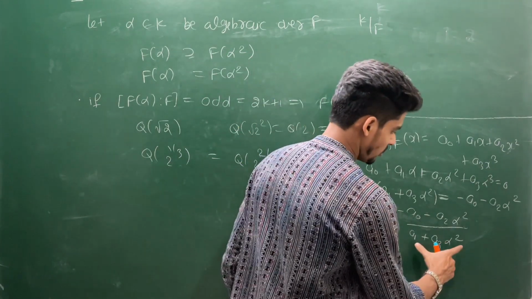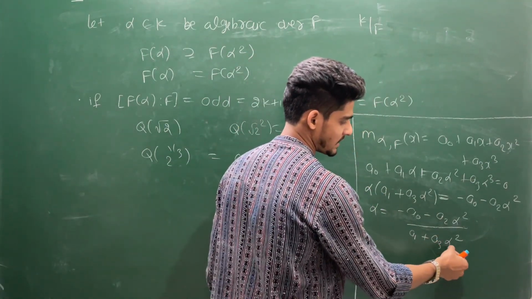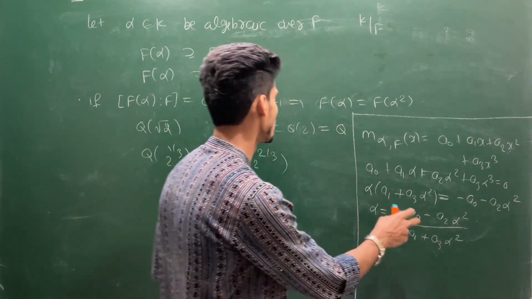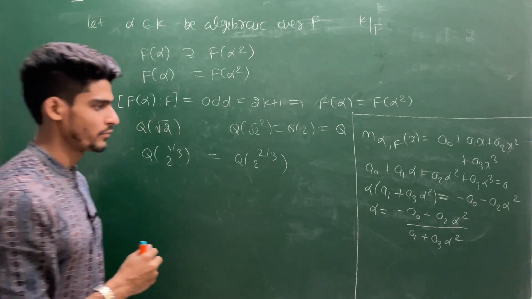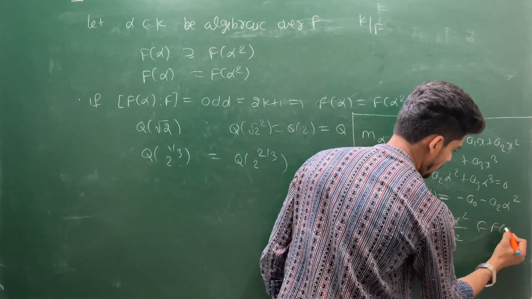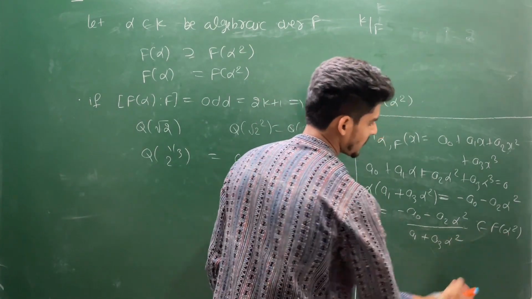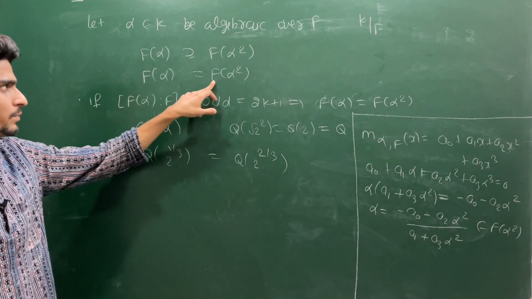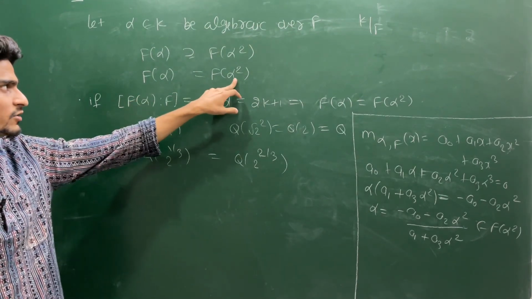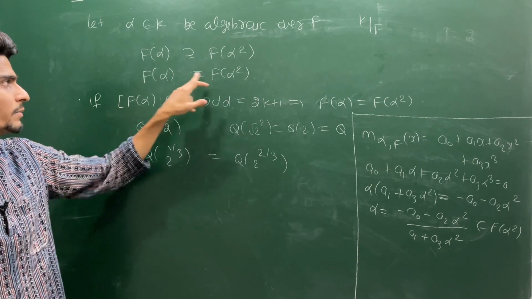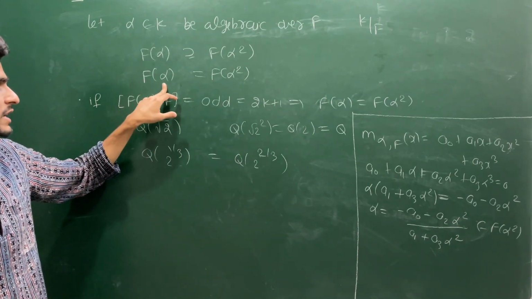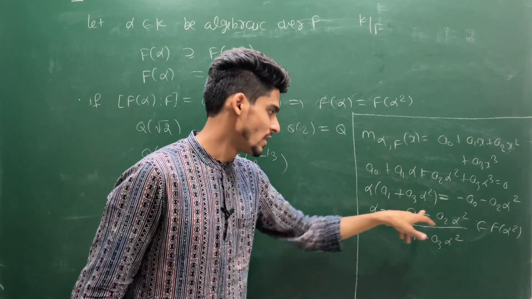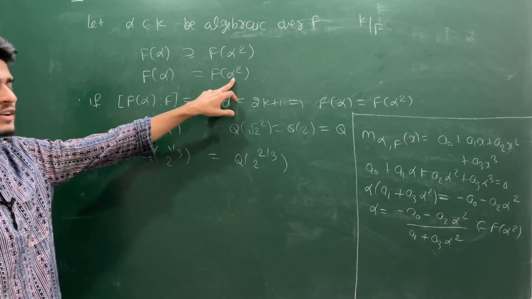So this 1 upon a1 plus a3 alpha square, you can write as the inverse of a1 plus a3 alpha square. This inverse exists because F(alpha square) is again a field. So this is a member of F(alpha square). So this alpha can be written as a member of F(alpha square), and F(alpha square) contains F. If F(alpha square) contains alpha, that means it must contain F(alpha), because F(alpha) is the smallest field containing F and alpha. So alpha is inside F(alpha square), that means F(alpha) and F(alpha square) are the same.